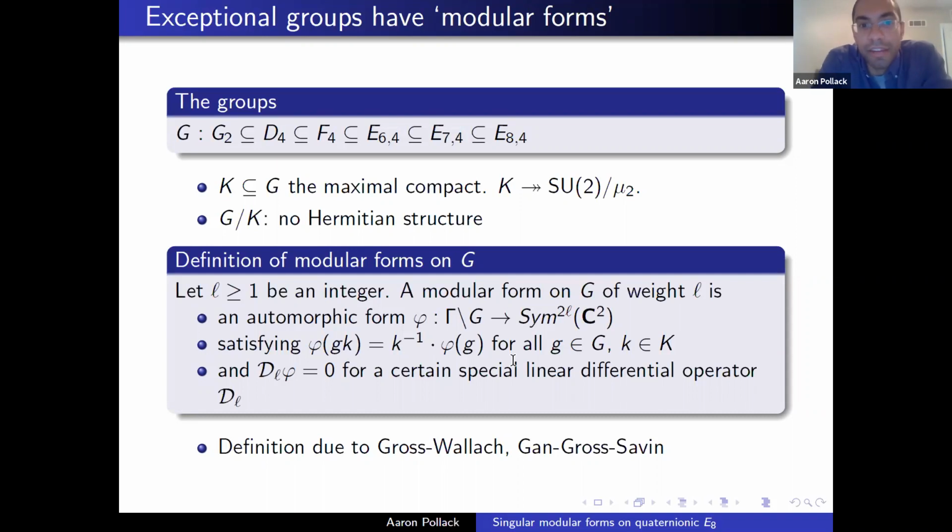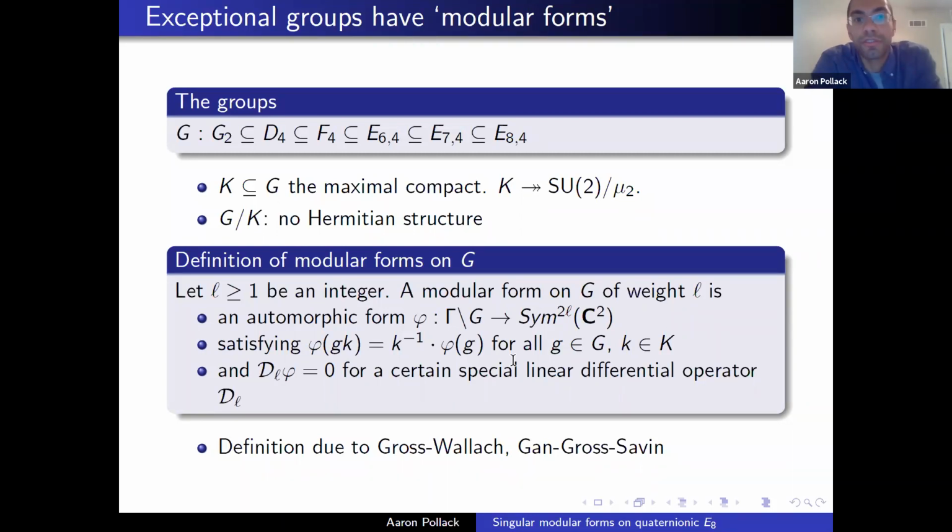So now I can define for you what these modular forms on these groups G are. I should mention that the idea here is that if G is a real group that has a Hermitian symmetric space, the maximal compact subgroup K has the property that it has a non-trivial surjection to U1, the smallest compact Lie group. And the groups here are special in that the maximal compact subgroup has a surjection to the next smallest compact Lie group, SU2 mod mu2.